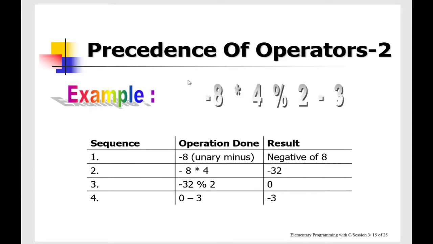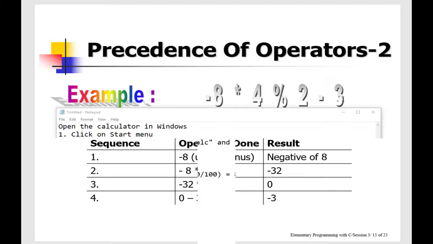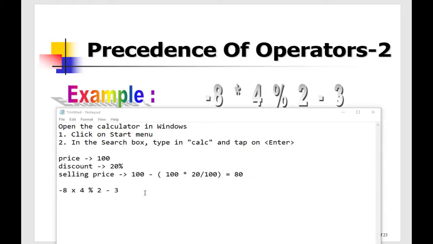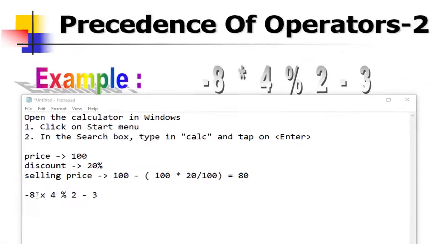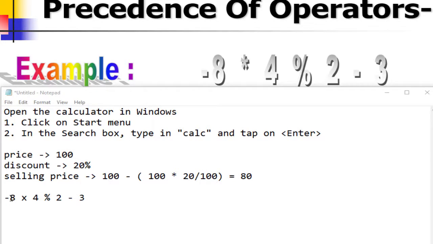We have this expression here: minus 8 times 4 modulus 2 minus 3. Let's do this together. If you look at all these operators, the one with the highest precedence is the unary minus. Basically, we are making 8 a negative number. Then after that, the times and the modulus have the same precedence. Hence, we use the rules of associativity.